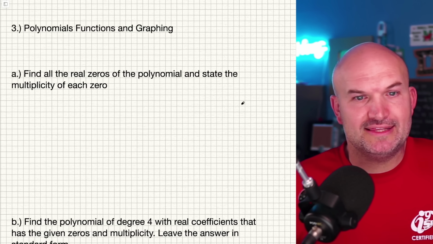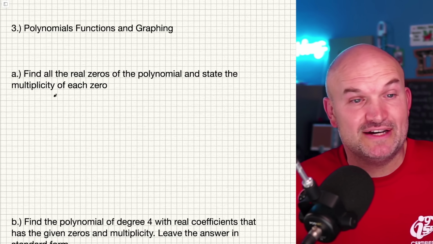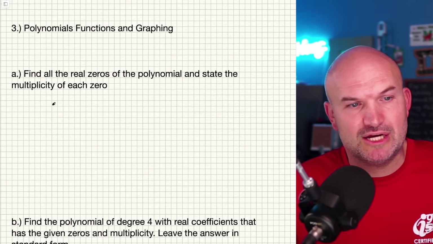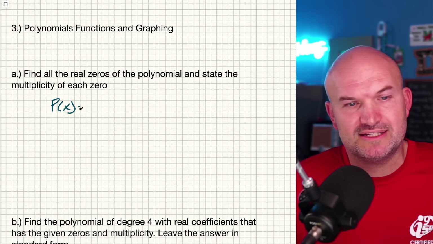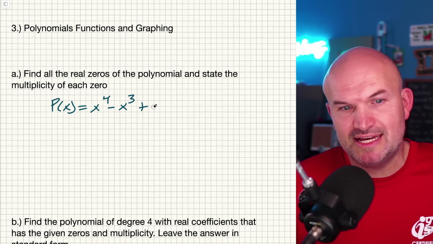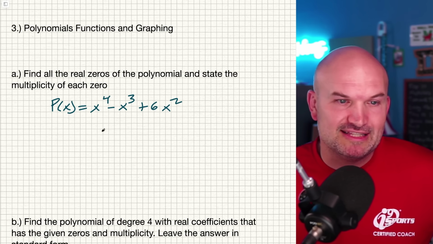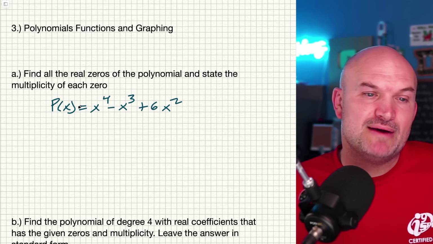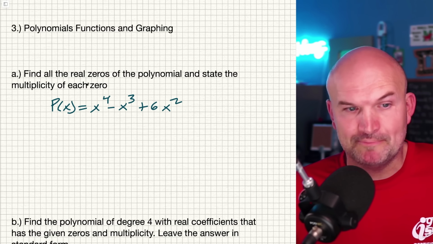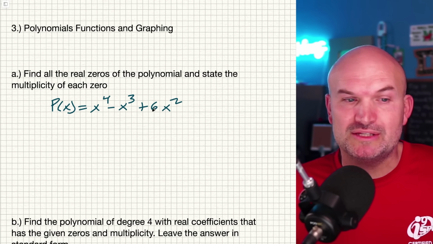In this first one, being able to factor, find the zeros, and identify the multiplicity is critically important. So let's take a function: p of x is equal to x to the fourth minus x cubed plus 6x squared. When we want to find the zeros, we want to find the values that make this polynomial function equal to 0.